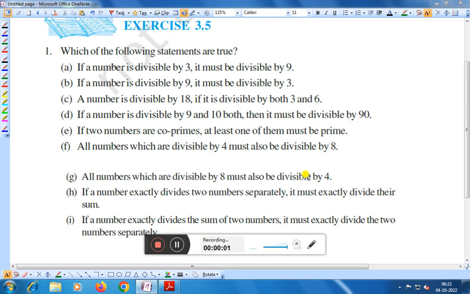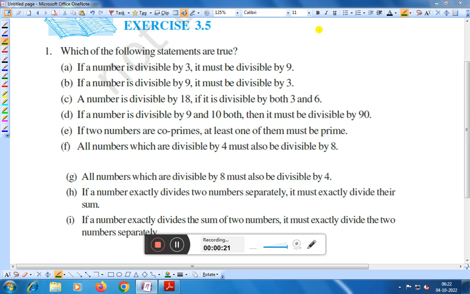Hello friends, today we shall discuss exercise 3.5 question number 1. Which of the following statements are true? If a number is divisible by 3, it must be divisible by 9. Let us take one example.